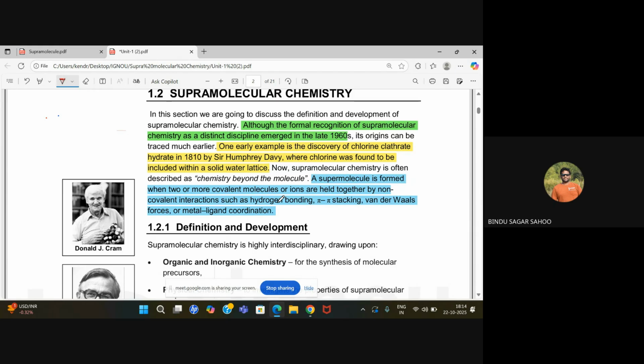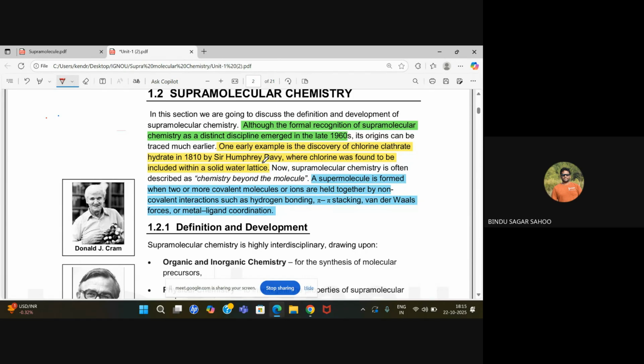This interaction exists between a guest and host component. The idea of supramolecular chemistry was given by Sir Humphrey Davy in 1810, where he found that a chlorine atom was included in a solid water lattice. A solid water lattice means a cubical or rigid shape of water. In between the water lattice, a chlorine atom is trapped. Along with the trapping of chlorine, it makes some non-covalent interaction with the water molecules.